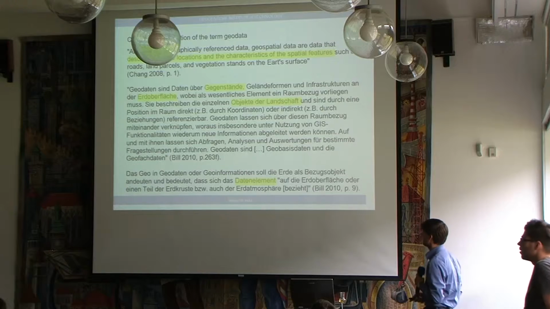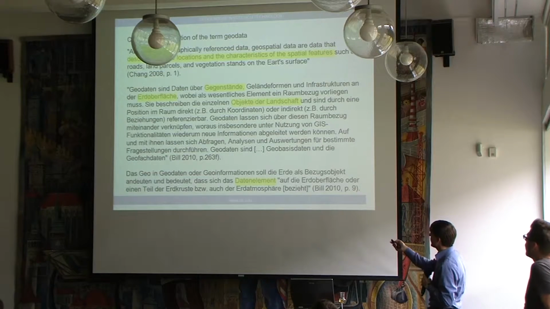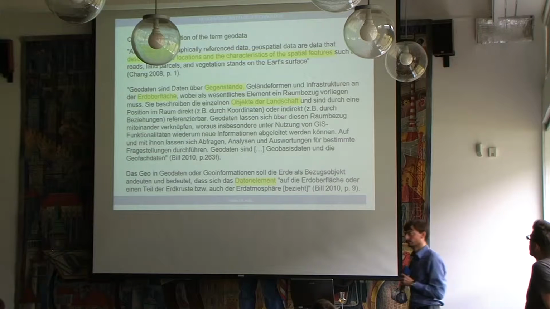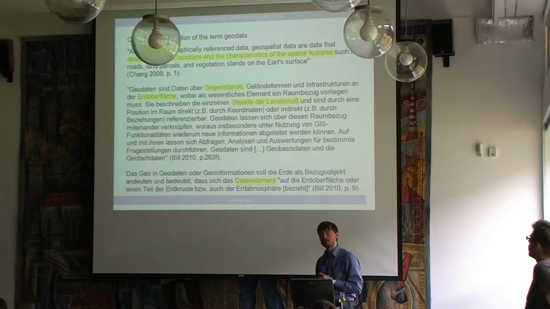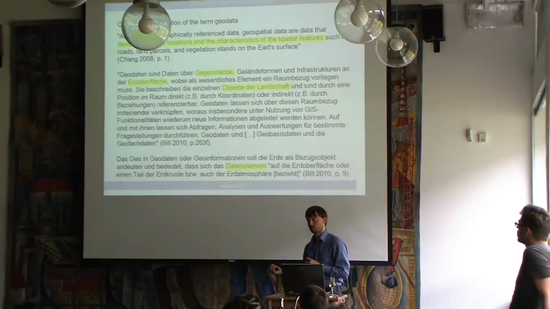Then about the objects we are talking about, objects of the landscape. We are doing a lot of fleet measurements, for instance, for BMW or Audi. I have never heard that a car is part of the landscape. But for us, it's geospatial data. When it moves, where it stands, where it is.